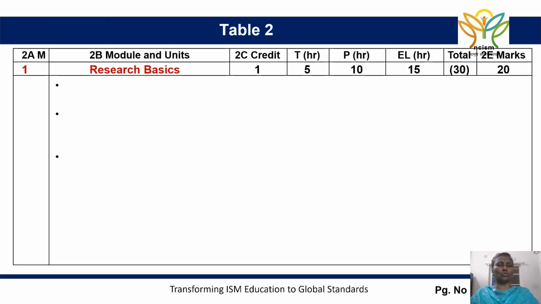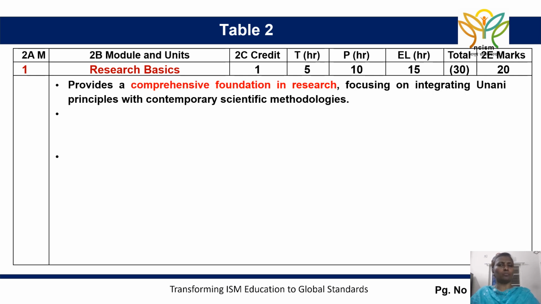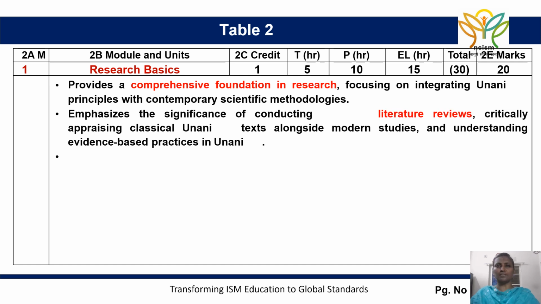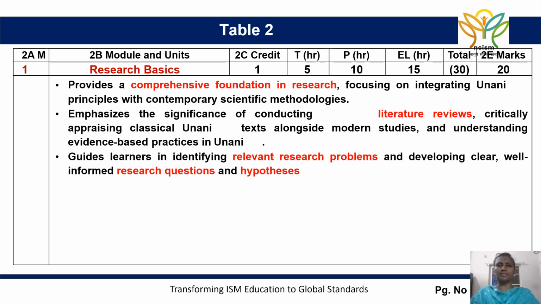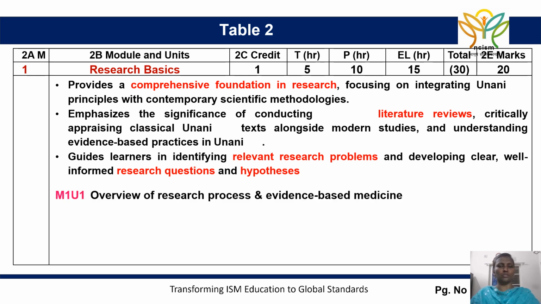This is Table 2 for Module 1. The first few points give the module descriptions. This module provides a comprehensive foundation in research. It emphasizes the significance of conducting literature reviews. It guides learners in identifying relevant research problems and developing clear, well-informed research questions and hypotheses. This module has 5 units.